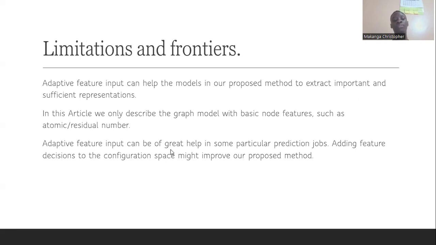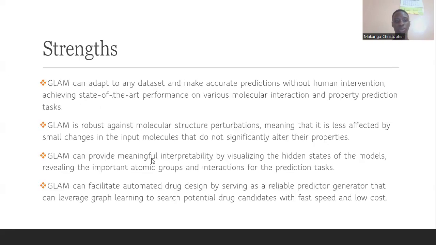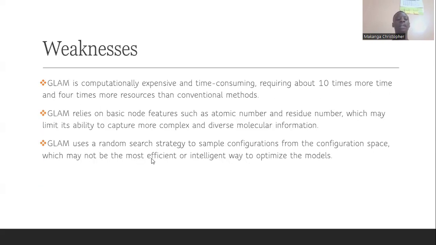Oh, sorry. The weaknesses of GLAM. GLAM is computationally expensive, as we saw that it's 10 times more in terms of time and 4 times more in terms of resources compared to the conventional methods. And GLAM relies on basic node features such as atomic number or residual number, which limits its ability to capture more complex and diverse molecular information. And GLAM uses a random search strategy to sample configurations, which is not very efficient, since more efficient configurations might be skipped, so it is not an intelligent way to optimize a model truly.